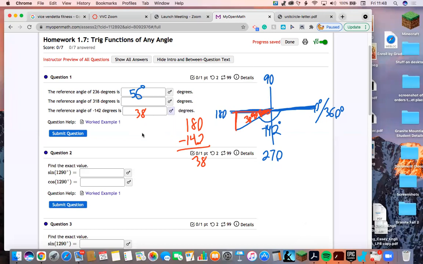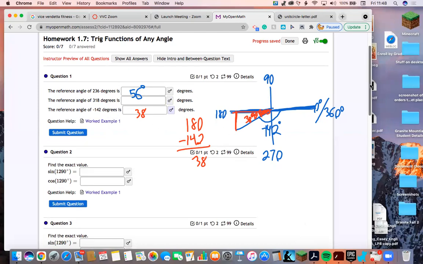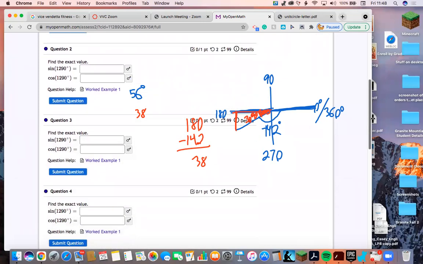So 38 degrees, because we're not thinking of it as an angle of rotation when we're talking about reference angles. We're talking about right triangle trigonometry. And so they're in agreement with me on that one, and that's good. Okay. Oh, I should probably get rid of this stuff.